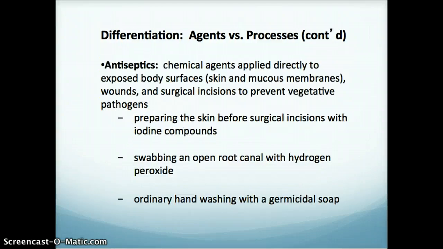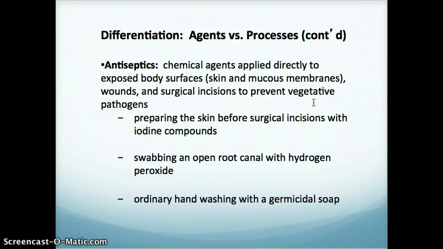We use antiseptics, which are the agent, to do antisepsis, which is the process. So an antiseptic would be some sort of chemical agent that can be applied to body surfaces. So it can be applied to either skin or mucous membranes, or perhaps a wound, something that we would use to clean out a wound, and also surgical incisions to prevent any kind of growing pathogen.